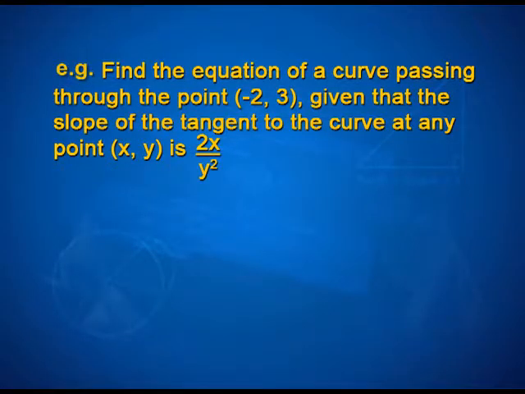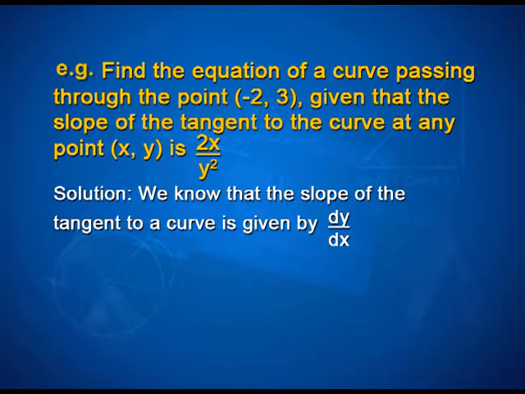Another example here: find the equation of the curve passing through the point minus 2 comma 3, given that the slope of the tangent to the curve at any point x y is 2 x upon y square. For the solution, we know that the slope of the tangent to a curve is given by dy upon dx. So, dy upon dx is equal to 2 x upon y square. Take this as equation number 1.